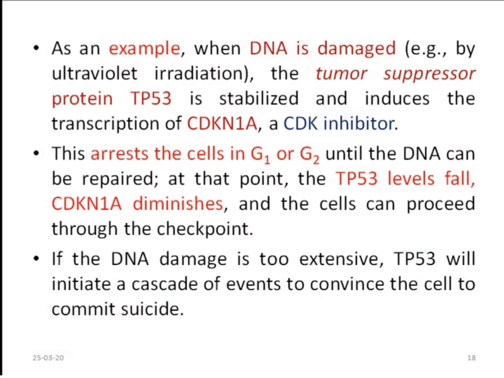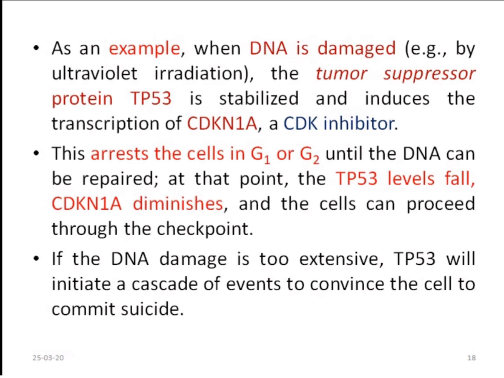As an example, when DNA is damaged, suppose by ultraviolet radiation, the tumor suppressor protein TP53 is stabilized and induces the transcription of CDKN1A, a CDK inhibitor. What is that? Suppose the body has found that DNA is damaged. Now immediately we cannot allow this cell to go for mitosis. So what does the body do? The body immediately activates the tumor suppressor protein, whose name is TP53. What will this do? This will activate CDKN1A. What is this CDKN1A? This is a CDK inhibitor.